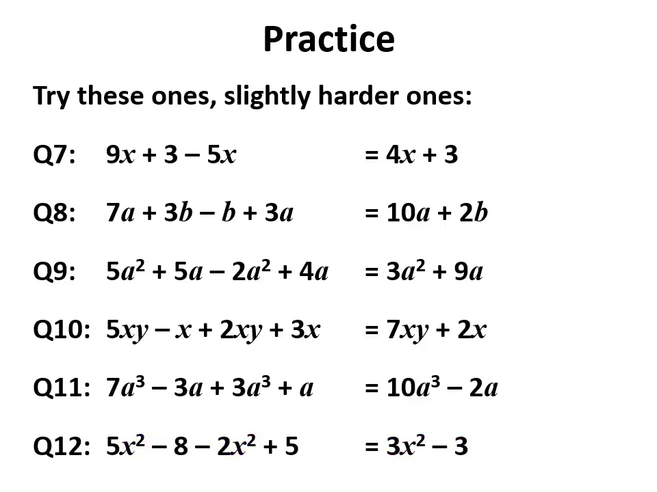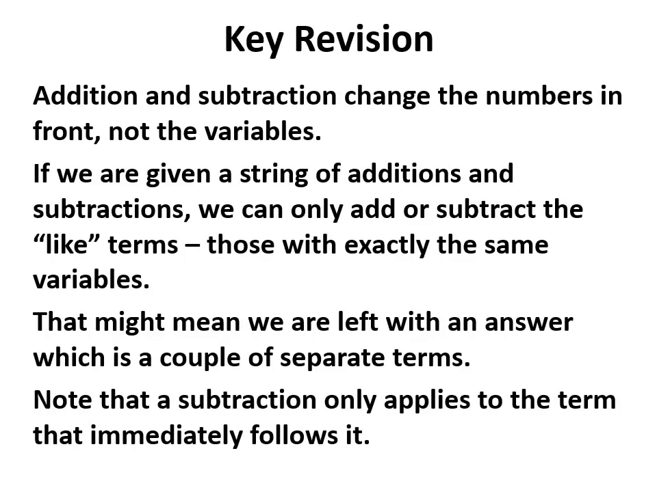So, what have we learnt? The rules don't change. Addition and subtraction change the numbers in front, but not the variables. If we're given a string, we add and subtract only the ones with the same variables, exactly the same, both letters and powers. That may mean we do not finish with a single term. We might have a couple of terms separated by a plus or minus. That's just the way it is. And subtraction only applies to the term that follows it, not to anything else.